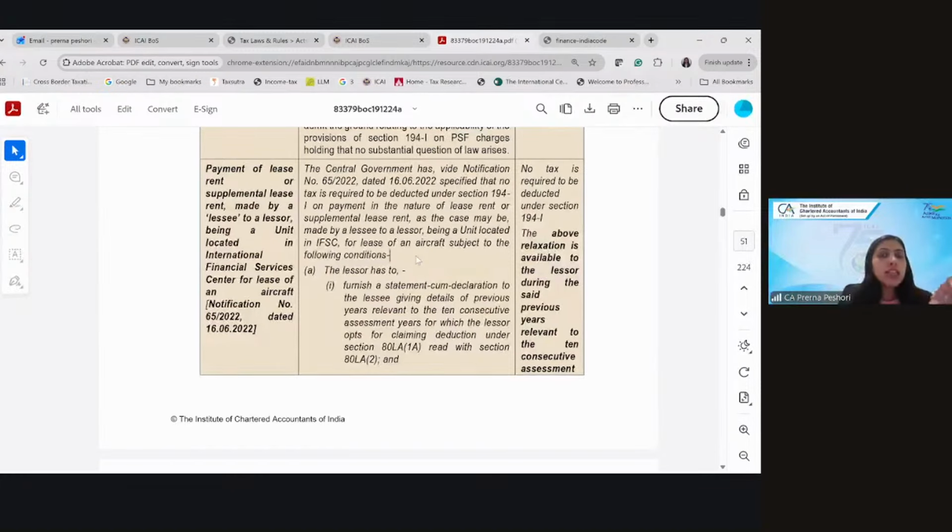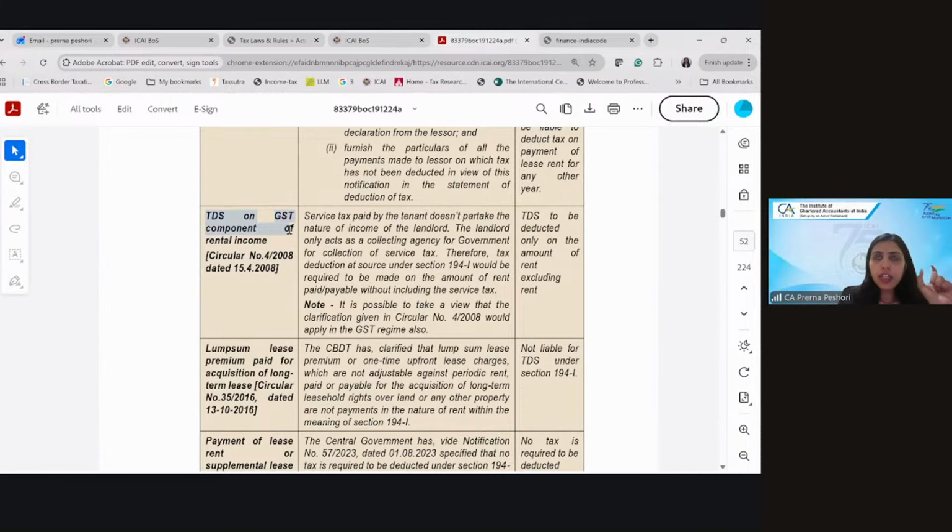Next is TDS on the GST component of rental income. As I said, whether you take the rental income or any other payments that we have discussed, will you charge TDS on the GST component? The answer is no. There can't be tax on tax. So you have to charge the TDS on the amount excluding the GST.